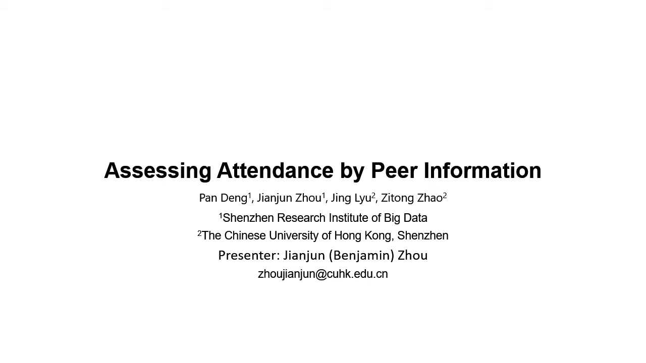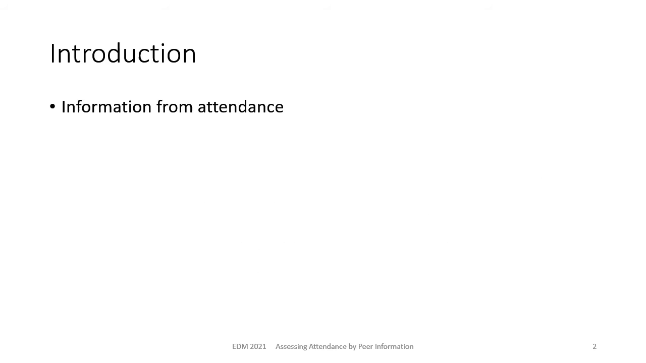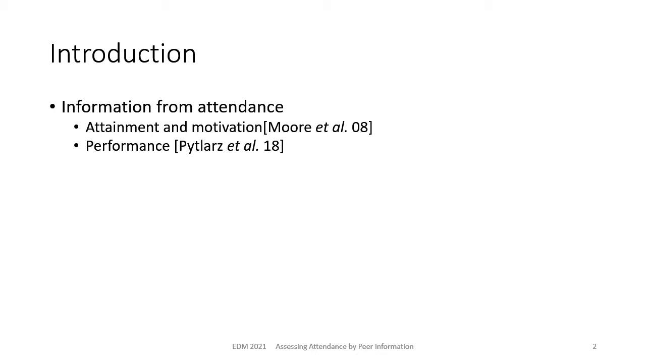I will present our paper, Assessing Attendance by Peer Information. Class attendance gives us important information on the students. From the attendance data, we can understand attainment and study motivation, the academic performance, and even the psychological well-being, such as the depression status.